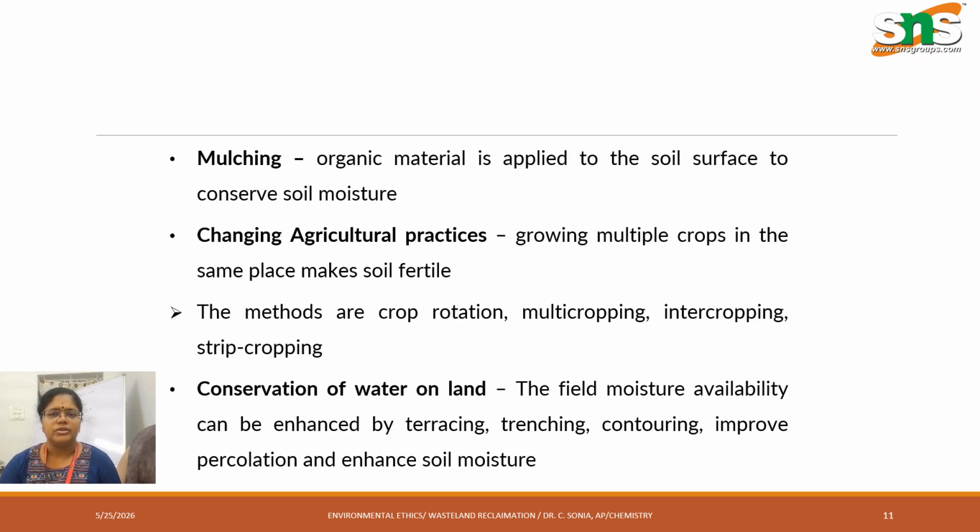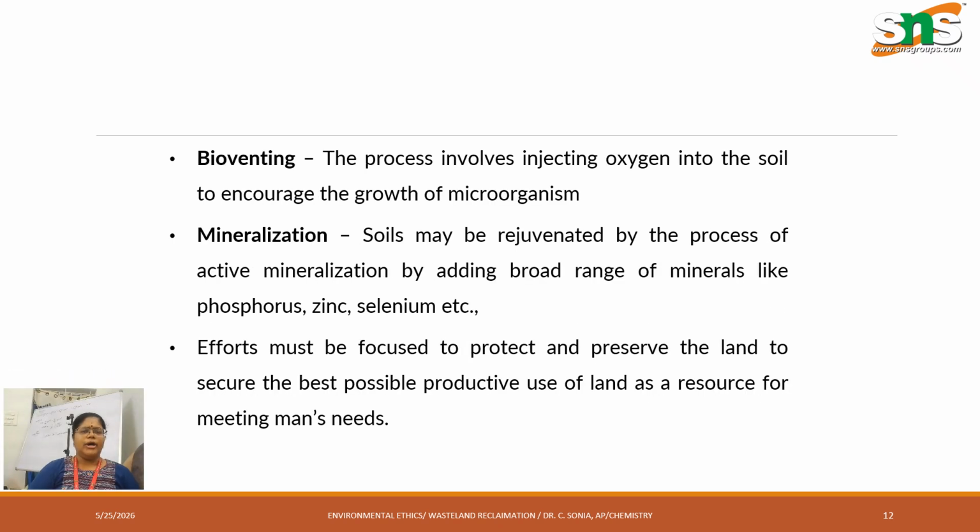Mulching. Organic material is applied to the soil surface to conserve soil moisture. Changing agriculture practices: growing multiple crops in the same place makes the soil fertile. The methods are crop rotation, multicropping, intercropping, strip cropping. Conservation of water on land: field moisture availability can be enhanced by terracing, trenching, contouring, improving percolation, and enhancing soil moisture. On land, bioventing and mineralization are a few of the processes that can be done.